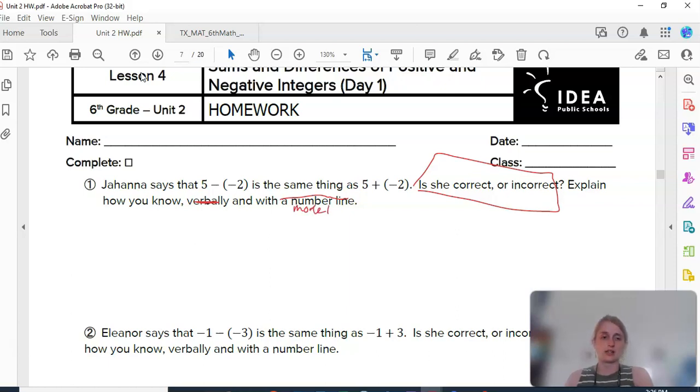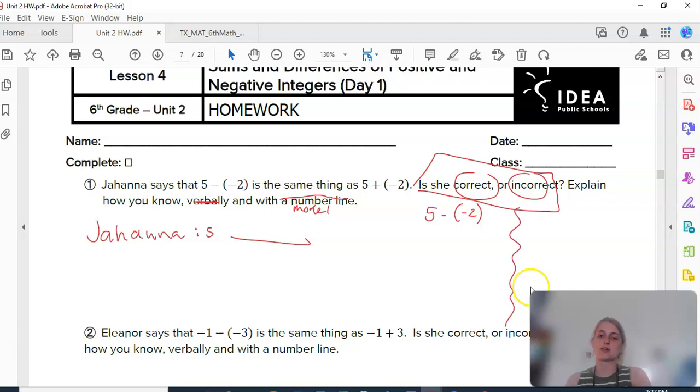So, our answer is going to be Johanna is, and then we're literally going to use one of these two words once we figure it out. So we can model it with, I'm going to model it with integer chips. And I'm actually going to use the model to help me figure out if she's correct or incorrect.